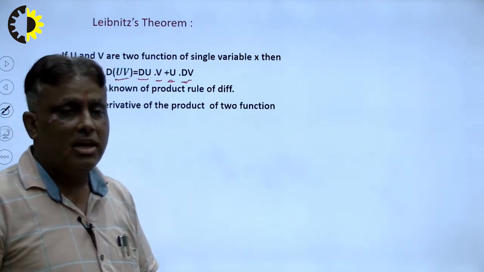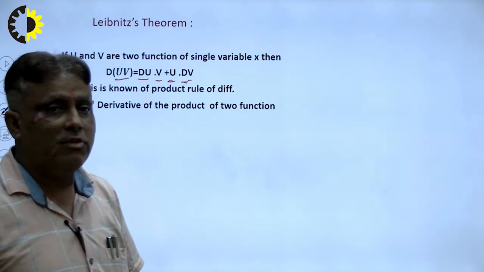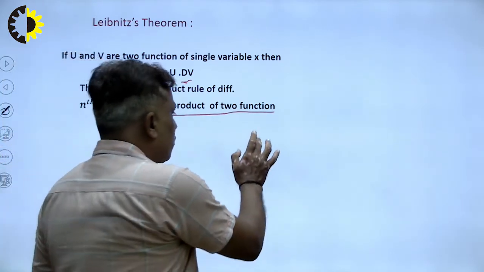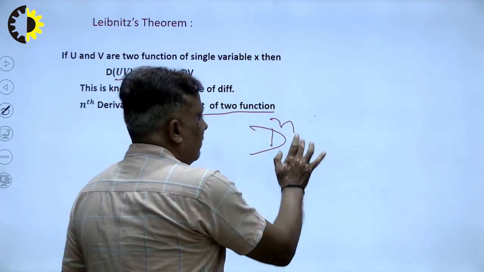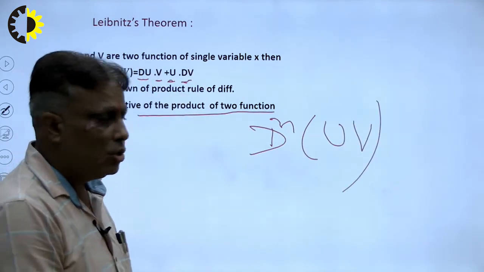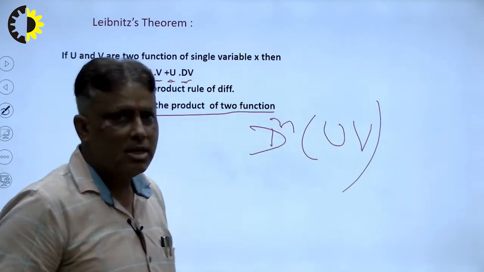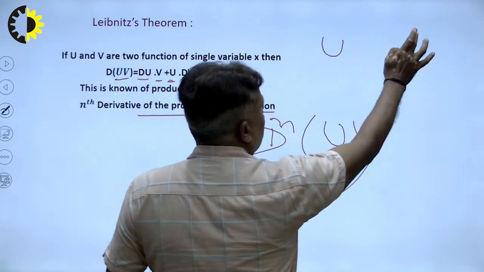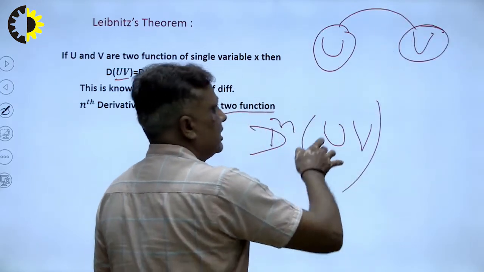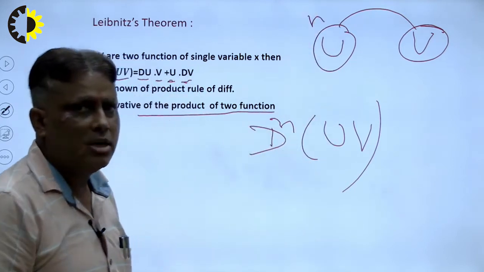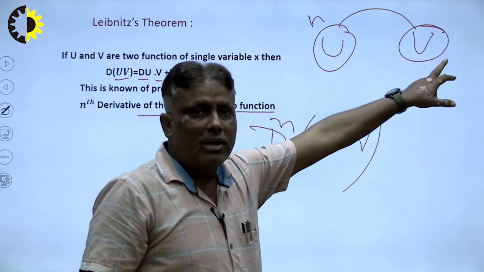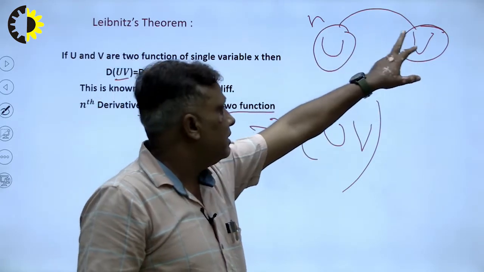How? We see here. Suppose I want to calculate the nth derivative of the product of two functions, u and v, and I want to apply the Leibniz theorem. So this is one person and this is the second person. Suppose u gives 1 rupee each day to v. What will be the condition here? Suppose initially it has n. So what will the 1 rupee transfer be? This will be n minus 1 and this will be 1. Next day this will be n minus 2 and this will be 2.